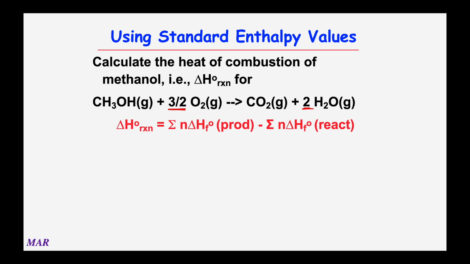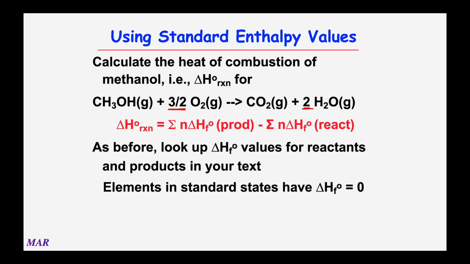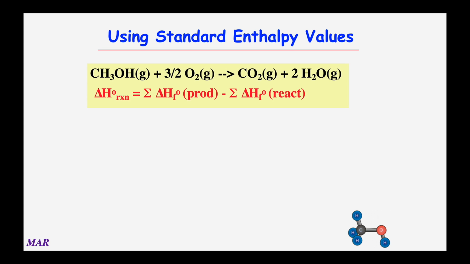Now, delta H of formation values for elements are always equal to 0. Methanol, CH3OH, CO2, and water are compounds, but O2 is an element. So what that means is the delta H of that one is just going to equal 0. You don't have to look it up. If you do look it up and it's there, it would be listed as 0. So, products minus reactants: CO2 and 2 waters minus CH3OH and 3/2 O2, and you'd look up the individual values.